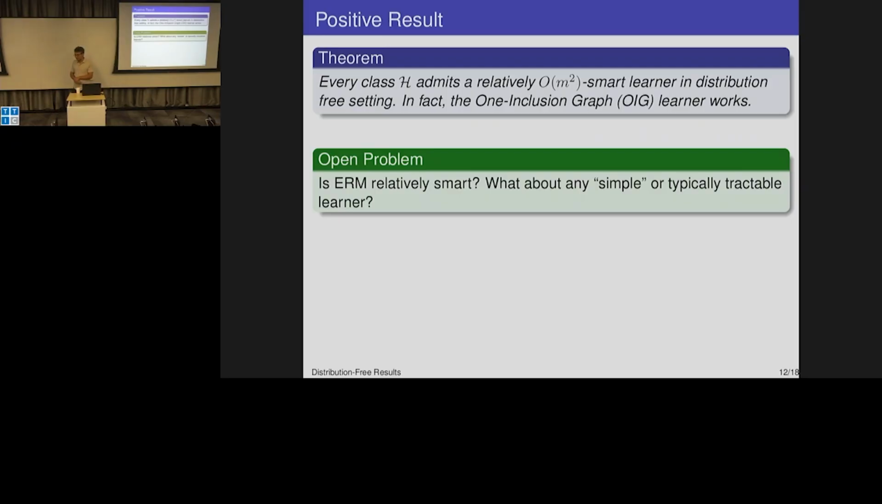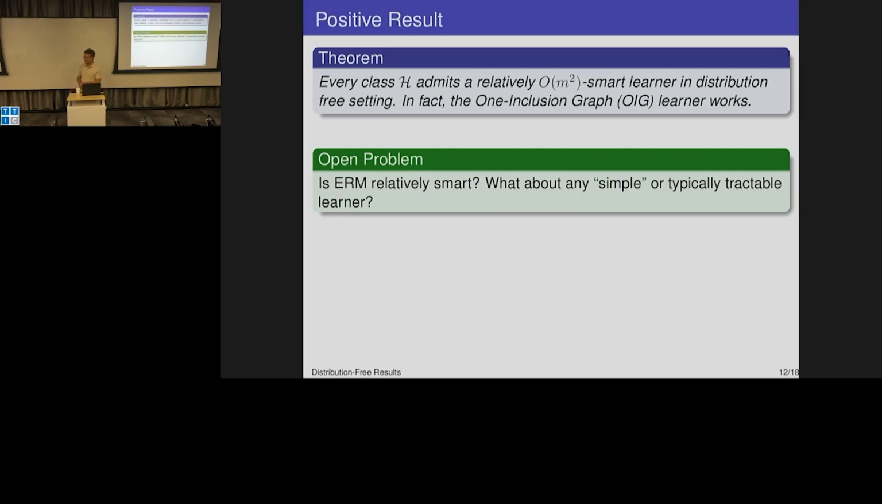Didn't you show us before it's not? I showed you it's not smart. I don't know that it's not relatively smart. I showed you that it's not smart. You can certify that example? In that example, the certifiable error rate is large, so ERM does well, I believe.